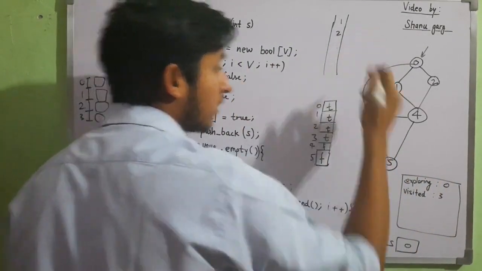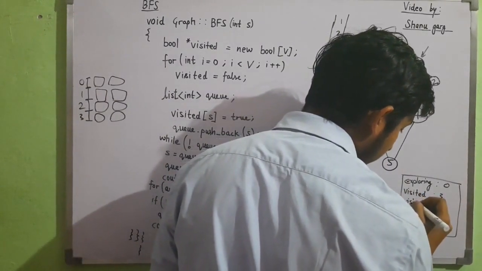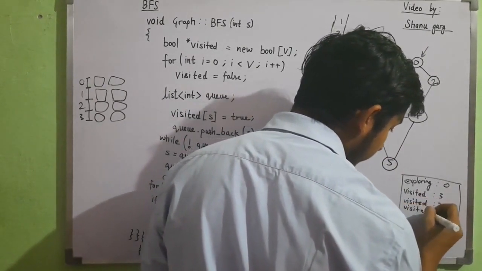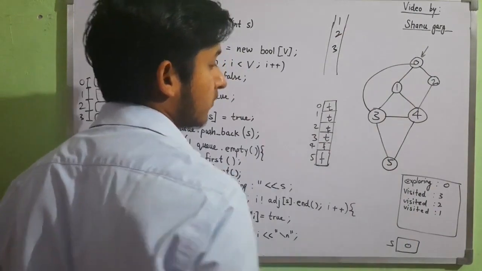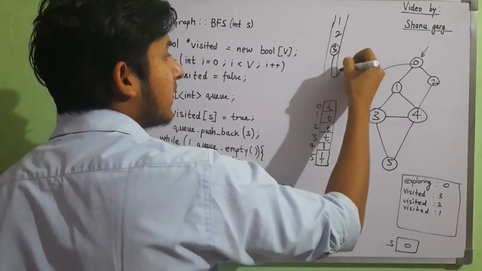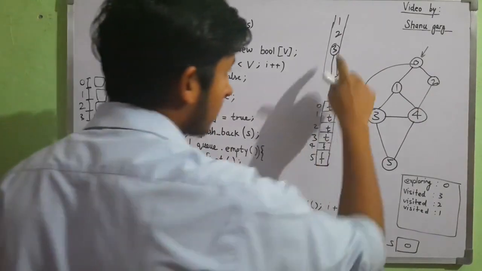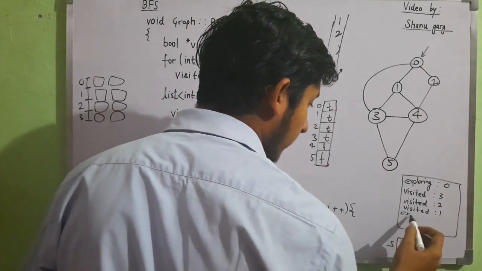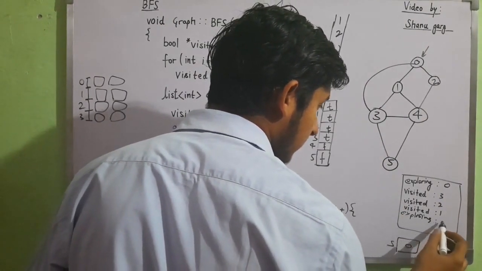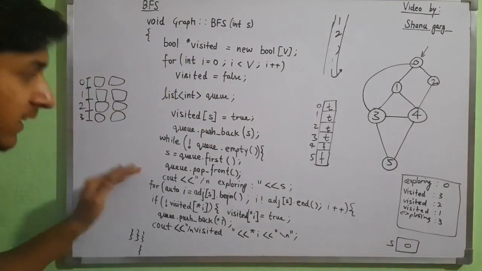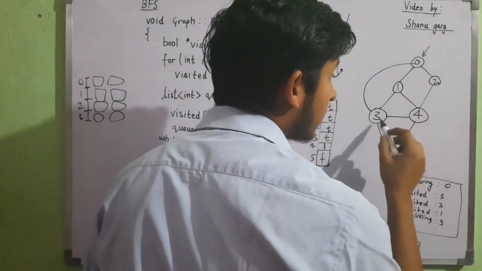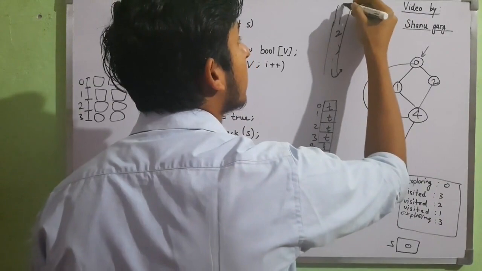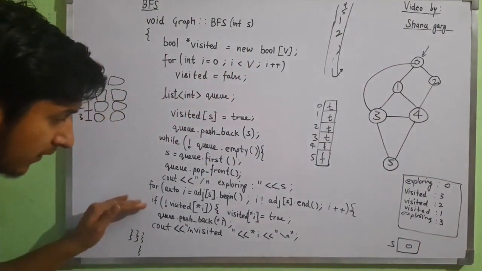Then 1 visited, 2 visited, 3 visited. Now S points to this 3. Now it will be popped and get printed. That means exploring 3, and then 3 has 2 children, 4 and 5. Again 4 and 5 will be called here, and we are done.